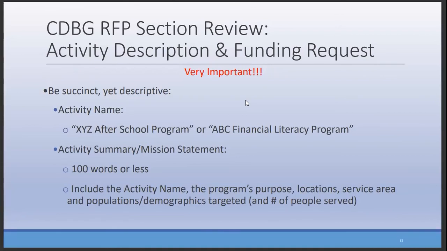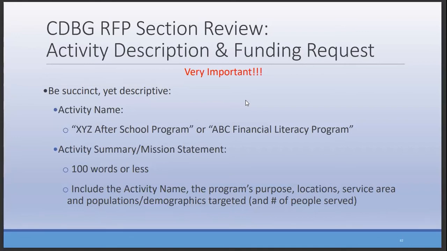We have spoken about responses not being too vague. As such, your activity name and summary should be succinct yet descriptive. For example, naming the activity XYZ After School Program or ABC Financial Literacy Program helps the reader understand the general purpose of the program and who is administering the program.